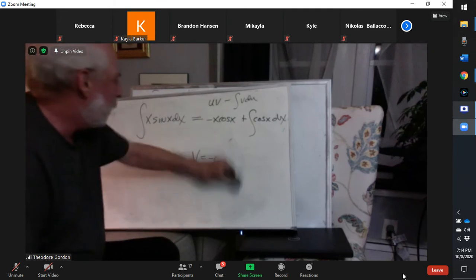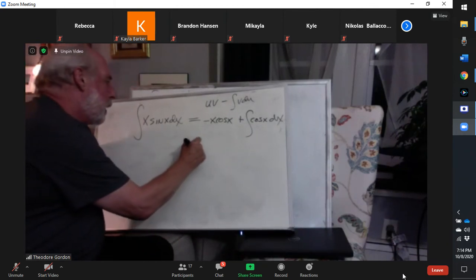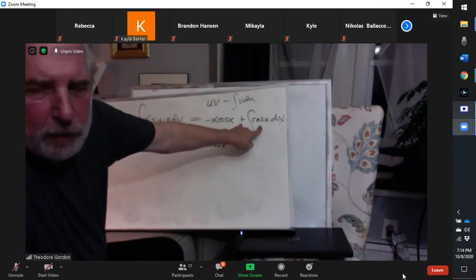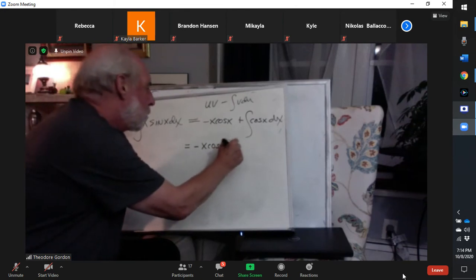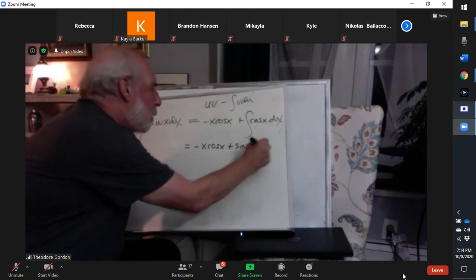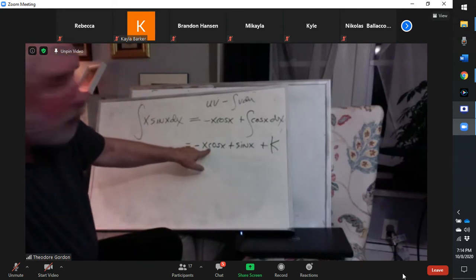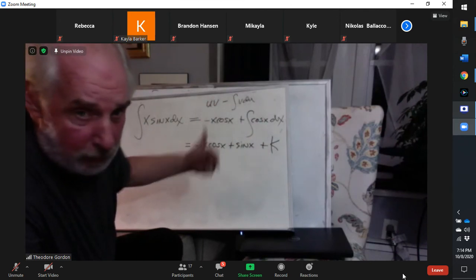All right, so here we go. So this integral now is equal to negative x cosine x. And what's the integral of positive cosine? Integral of positive cosine. Sine. Positive sine. And then we put the plus c on. Instead of plus c, I'm going to use plus k because I already got a letter c here. So k also stands for constant. It's just in German instead of English. All right.